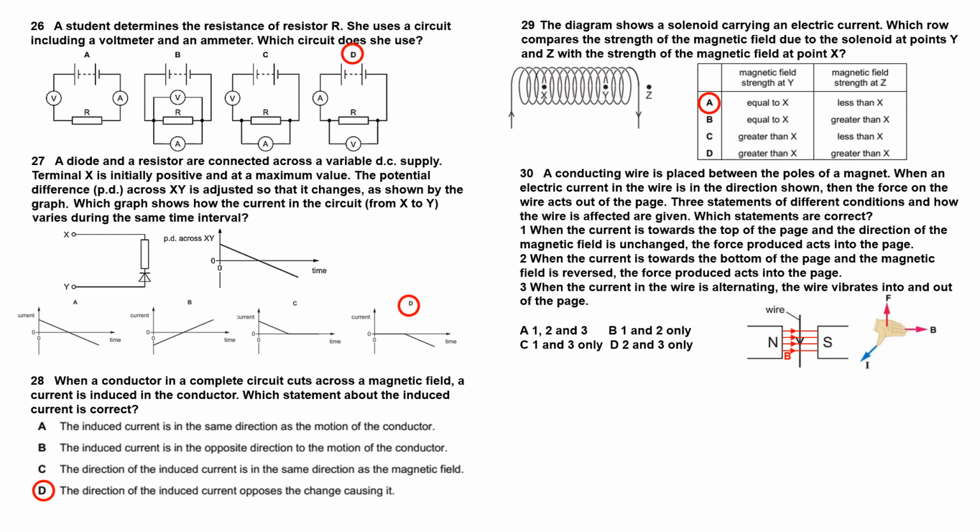Let's analyze which statements are accurate. Look at the drawing according to the first statement. Since the magnetic field lines run from left to right and the current flows upward, the resulting force will be directed into the page. The first statement is true.